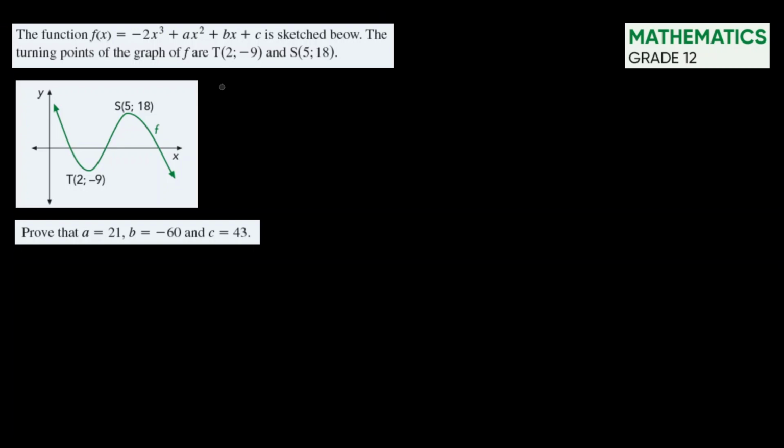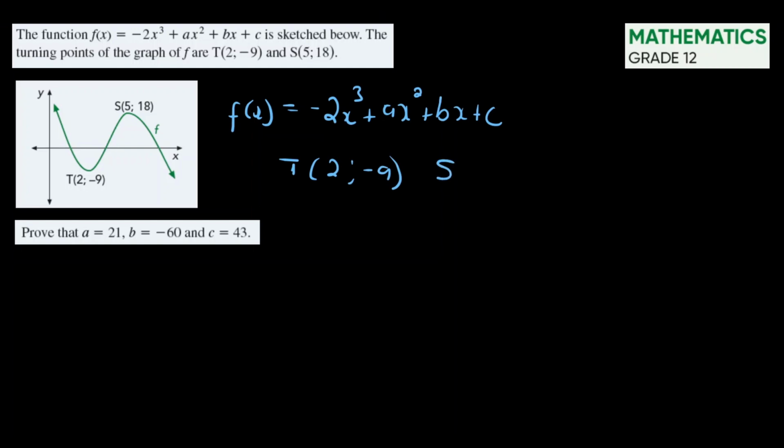So suppose you're given this exam type question where you're told that the function f of x is equal to negative 2x cubed plus ax squared plus bx plus c. Sketch below. So we're given the sketch and the turning points of the graph are at T and at S. So now we're given two turning points, T, which is (2, -9), and S, which is (5, 18).